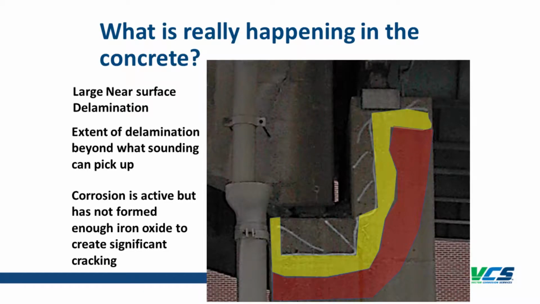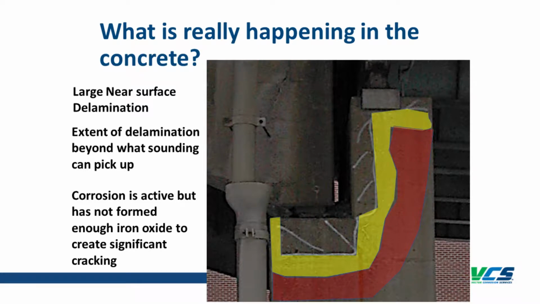What about the extent of delamination beyond what we can identify with sounding? We all know that delaminations start small. They start at small cracks, incipient deterioration, that grow to these large delaminations. Most likely that delamination extends much further. So when we start chipping, we'll probably have to chip that much area instead of just the chalked off area.